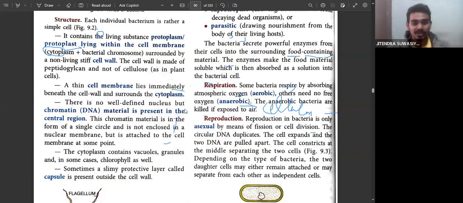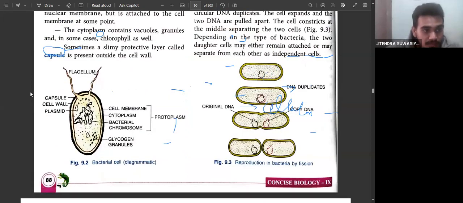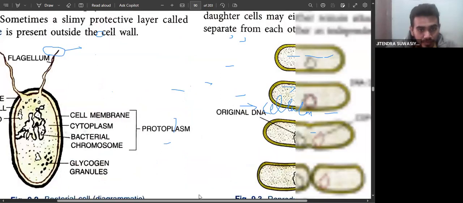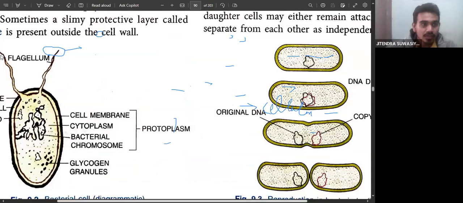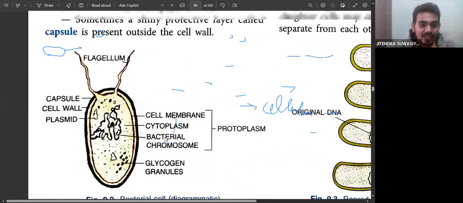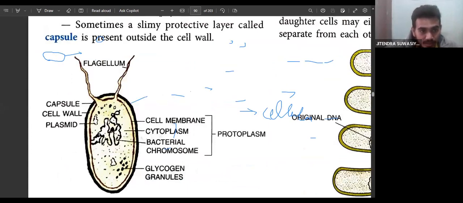After that, we have a thin cell membrane which lies immediately beneath the cell wall and surrounds the cytoplasm. This is the diagram you can see. This is the typical example of a bacterial cell. You can see this is the cell wall. Then beneath the cell wall, we have the cell membrane. Then we have plasmids. Then we have the bacterial chromosome. These are the dispersed genetic materials, the bacterial chromosome.